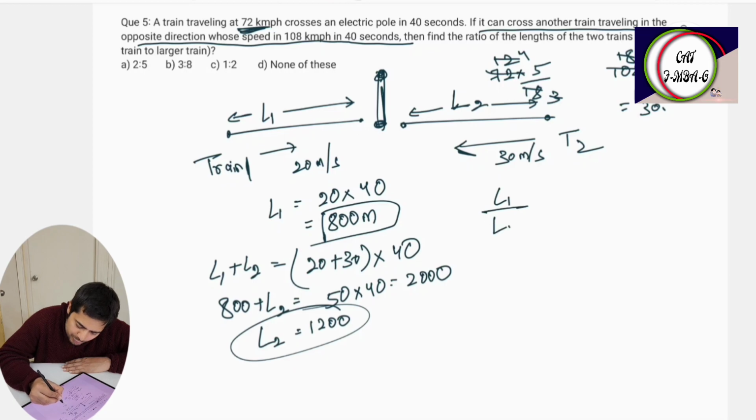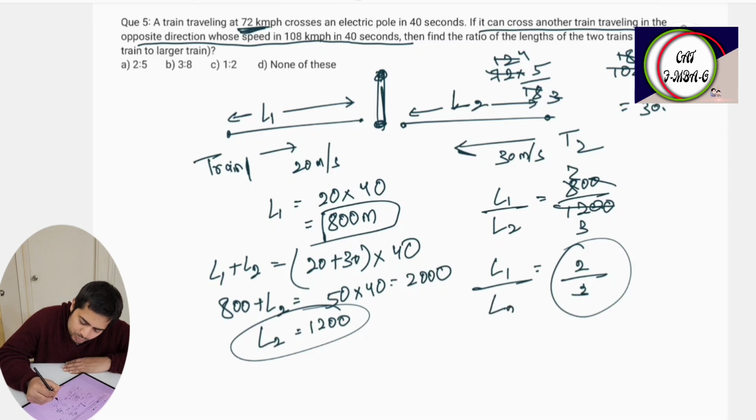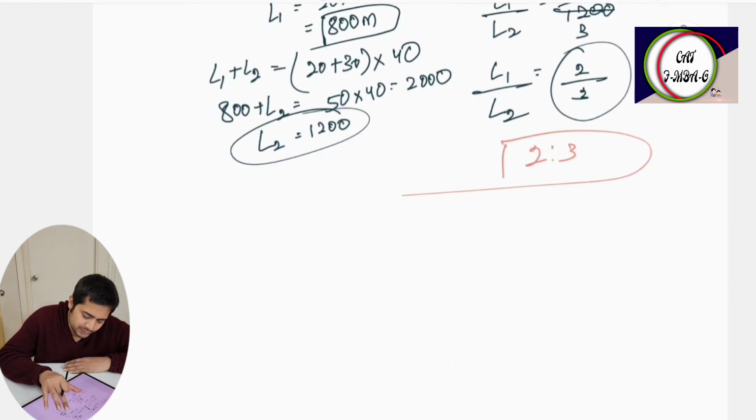So L1 by L2 is equal to 800 divided by 1200, which is 2 is to 3. Among options A, B, C, D, none of these is the right answer, because our ratio is 2 is to 3. Let's see the next question.